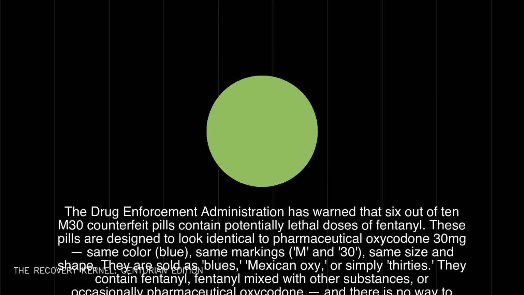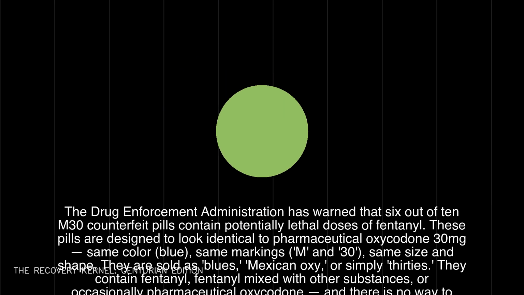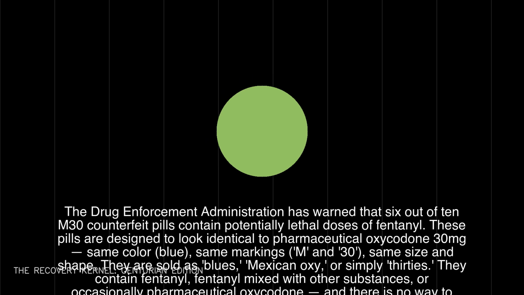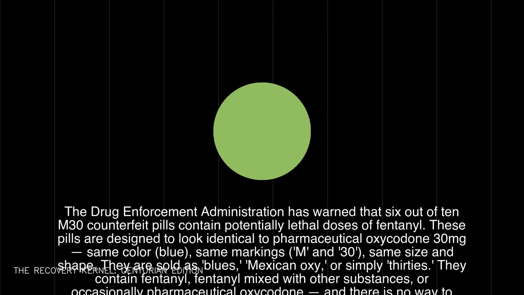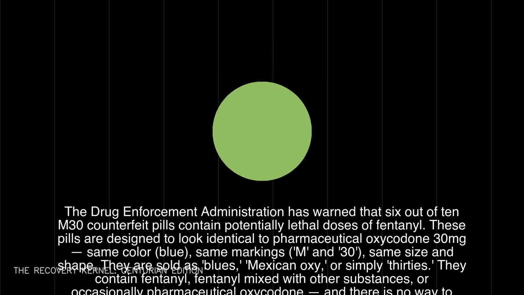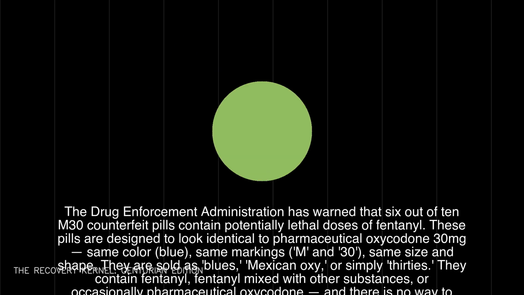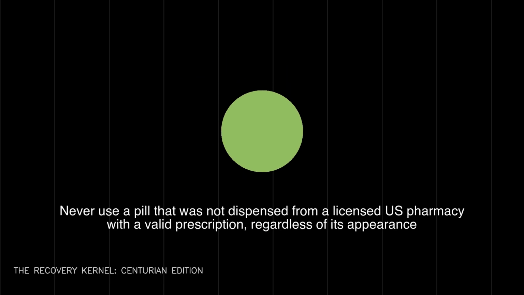These pills are designed to look identical to pharmaceutical oxycodone 30 mg: same color, blue, same markings, M and 30, same size and shape. They are sold as blues, Mexican oxy, or simply 30s. They contain fentanyl mixed with other substances, or occasionally pharmaceutical oxycodone, and there is no way to distinguish them by appearance. Never use a pill that was not dispensed from a licensed U.S. pharmacy with a valid prescription, regardless of its appearance.